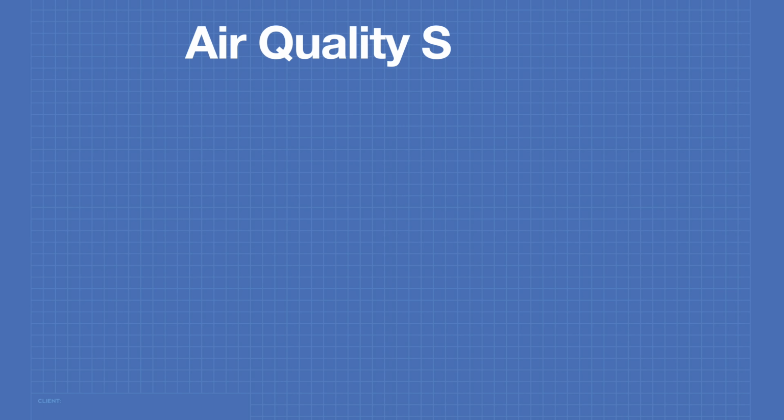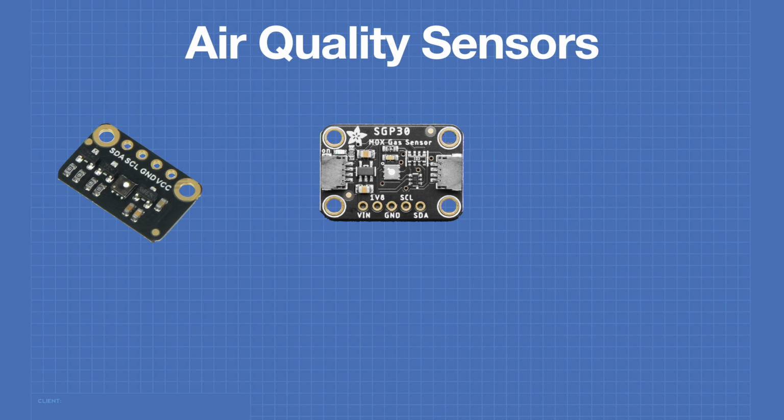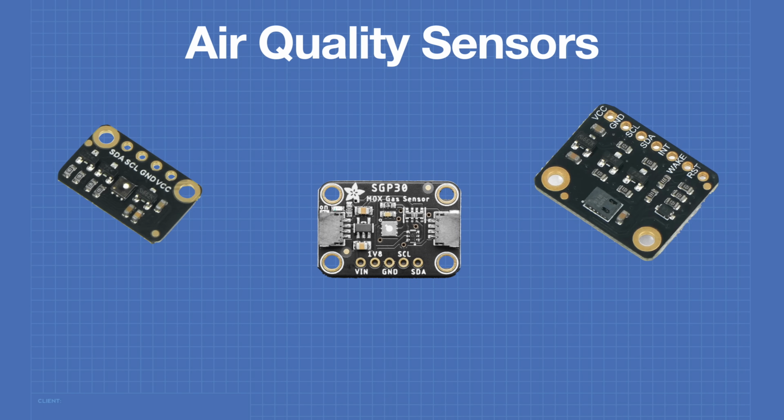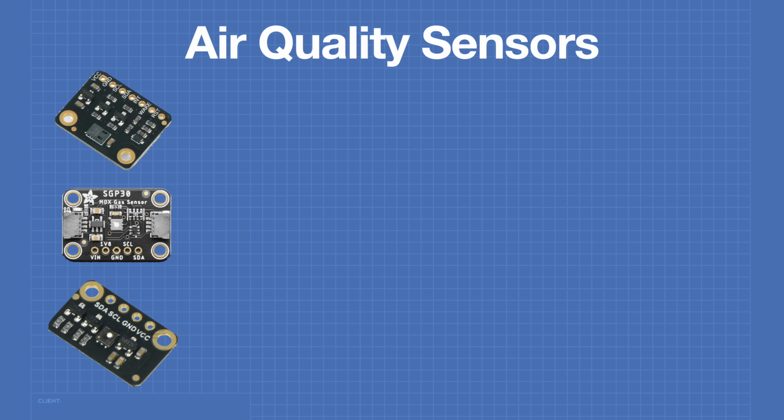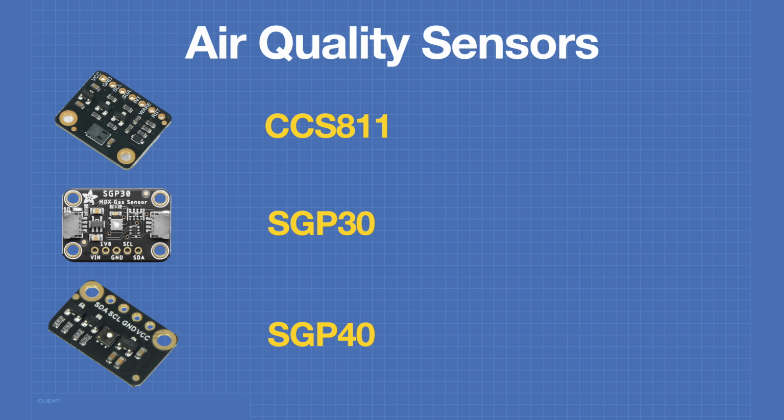The sensors that we're going to look at next bill themselves as being air quality sensors, and they measure various parameters that determine the quality of the air that we're breathing. We're going to be looking at the CCS811, the SGP30, and the SGP40.